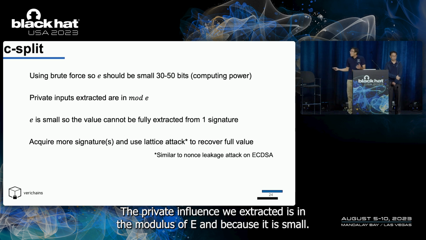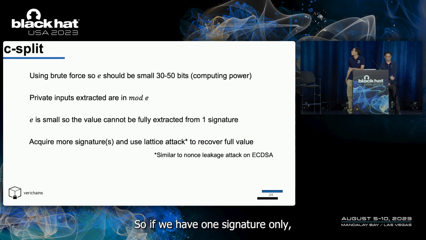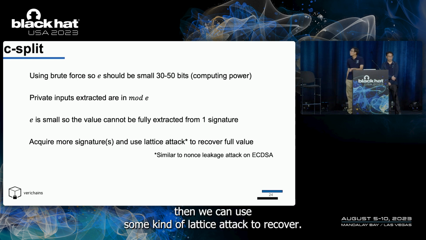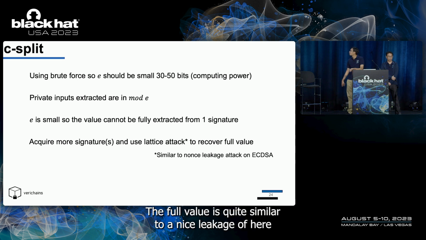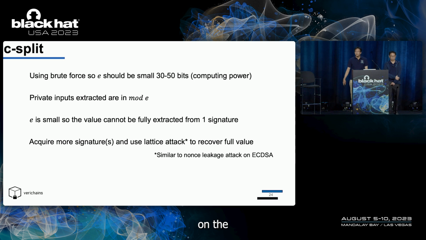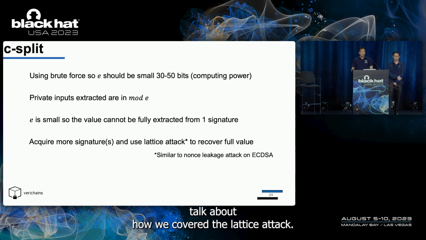And because E is small, if we have only one signature, we cannot recover the secret values. But if we can collect more signatures, then we can use some kind of lattice attack to recover the full value. It is quite similar to the nonce leakage attack on ECDSA. Because of the time limit, I cannot really talk about how the lattice attack works, so I'm going to go to the next attack.